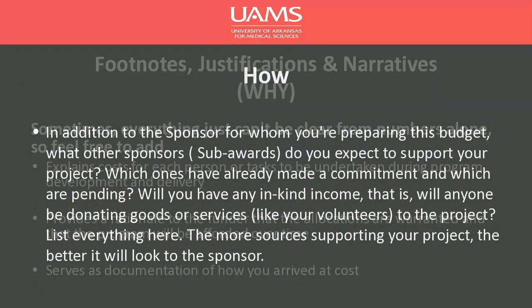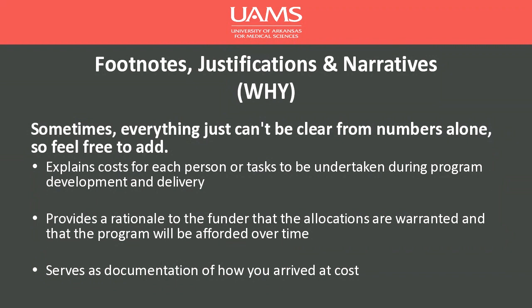So footnotes, justifications, and narratives are the why of the mnemonic of the who, where, what, when, why. Sometimes everything can't be known from the numbers alone. You can't understand it. So you should explain the cost for each person and what their scope of work is on the project in the budget narrative. And that's key, that you have what that person's title is, what they're going to be doing, what their role is, and what their effort is going to be on the project. That should all be in the budget justification. And it should match and align with what was written into the scope of the project as well.